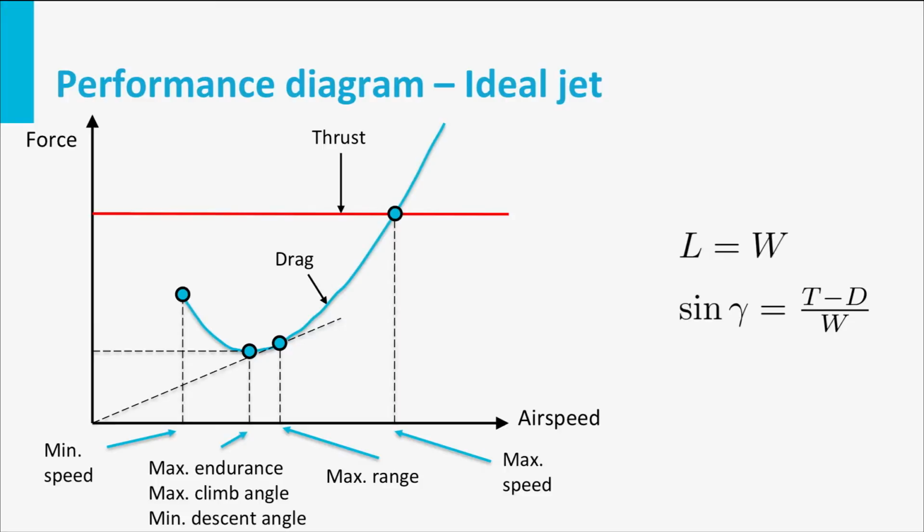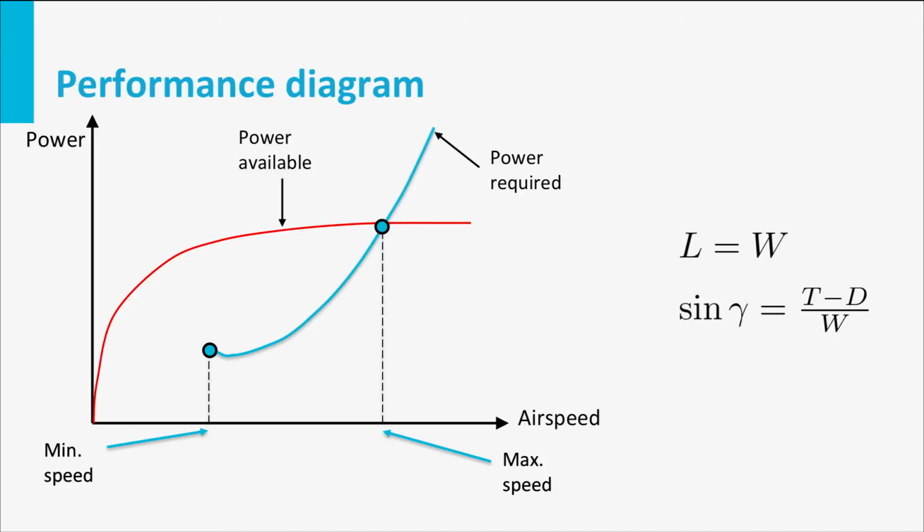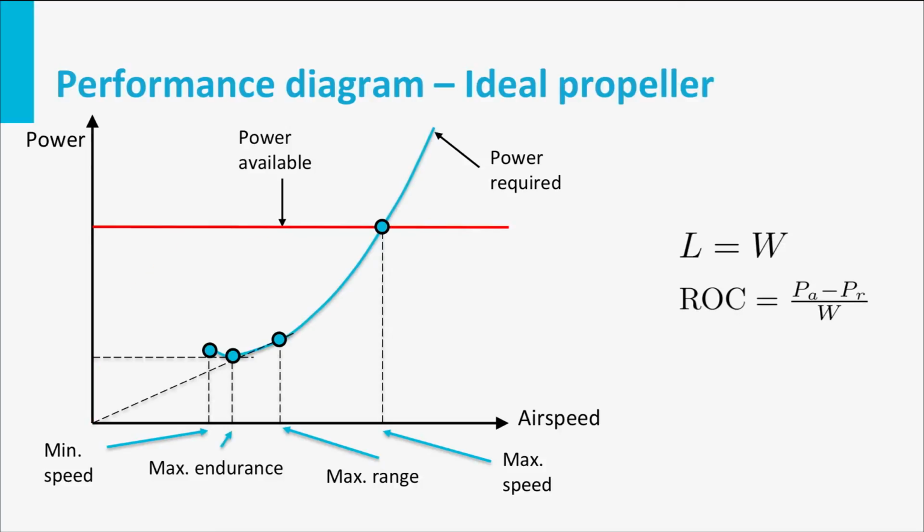We can also make a performance diagram with power on the y-axis instead of a force. If we assume to have an idealized propeller aircraft with maximum power available independent of airspeed, we can derive in this diagram that the condition for maximum rate of climb occurs at the airspeed for minimum power required. At the same time, this point is ideal to obtain minimum rate of descent in case there is no engine power. It is quite important to realize that these diagrams are applicable for one specific altitude or air density and one specific aircraft weight.